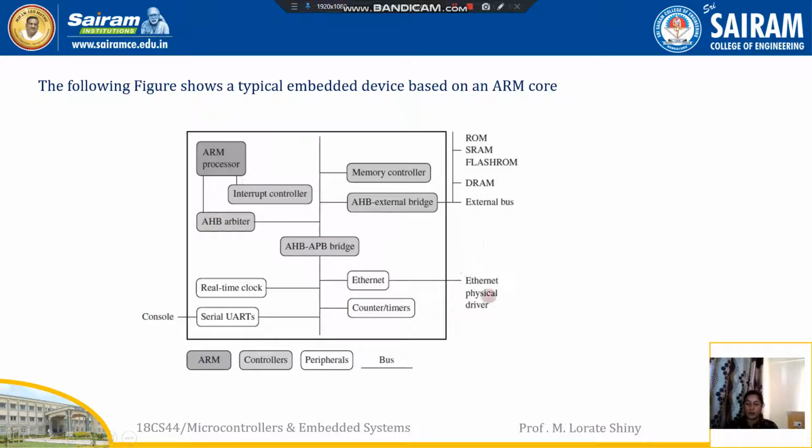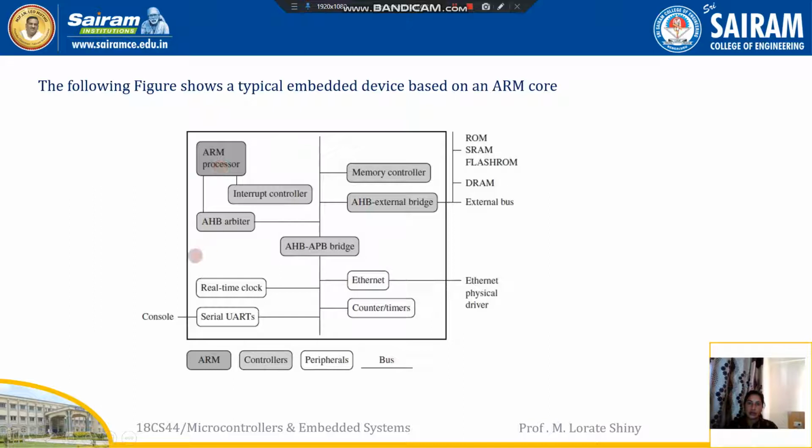This is the block diagram of embedded system. Here we can see ARM processor, interrupt controller, memory controller and bridges, arbiter and various input output devices, memory devices, everything. The block diagram is divided into four major components. They are ARM processor, controllers, peripherals and bus.